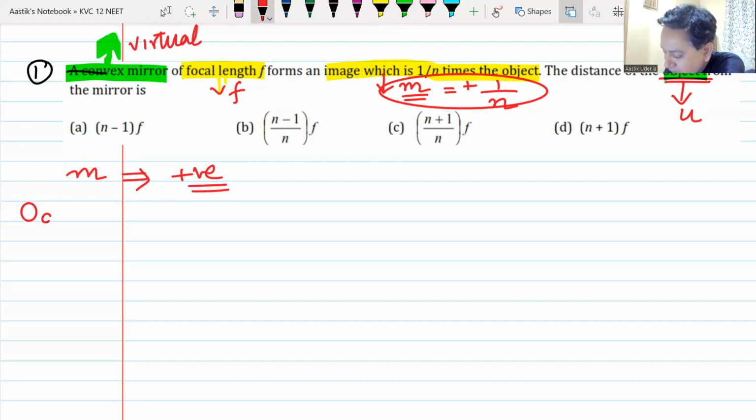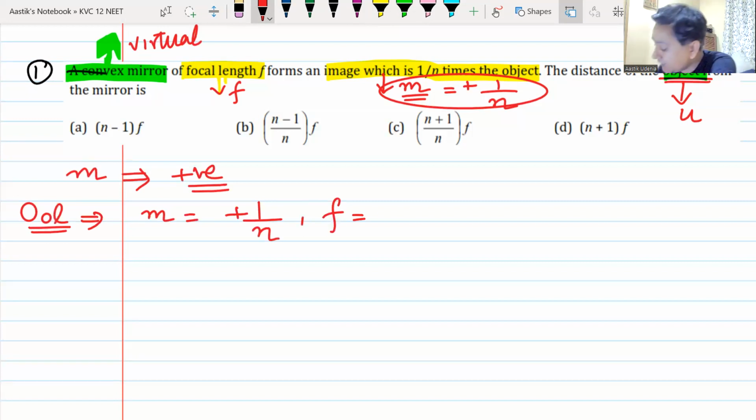Now the question is very simple, my dear friends. The solution is very simple. Magnification is given as plus 1 by n. Focal length f: will it be positive or negative? It would be positive because this is a convex mirror. M is given, f is given. You have to calculate the value of u. You just have to put the straightforward formula.